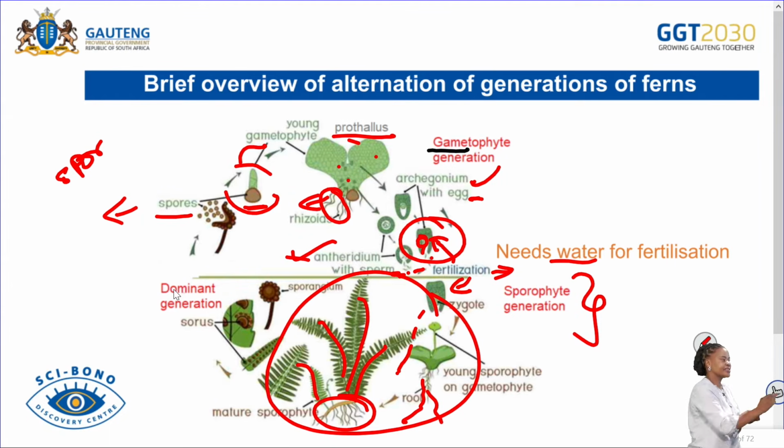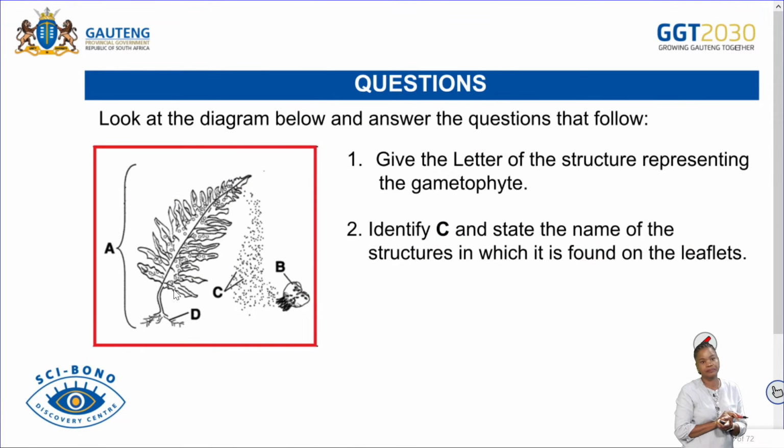And then the fern plant, as it matures, remember on the leaves there are sori. The sori are having the sporangium, and then the sporangium will start to release the spores, and then the cycle is completed. And this is how we get to the mature sporophyte. So that is called the alternation of generations.